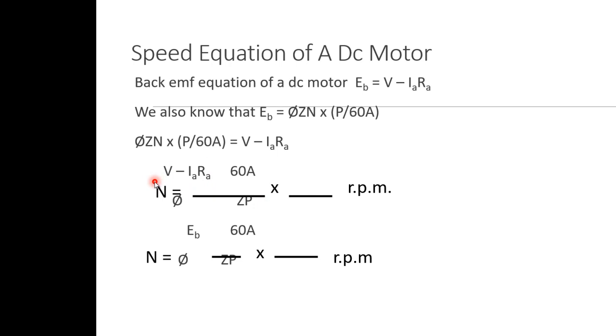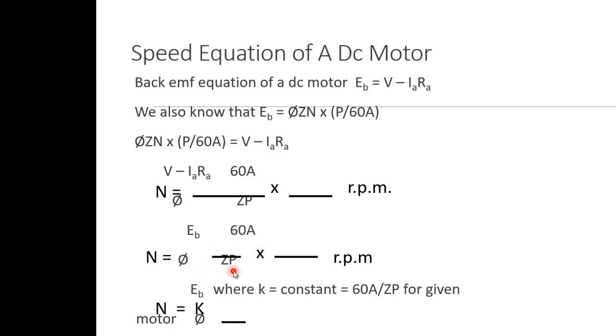We know this is EB, so I'm directly writing it as EB. So EB into 60A by phi into ZP, where K is a constant which is equal to 60A by ZP. This total part we are treating as constant because once the motor is designed, the number of armature parts will be constant, the number of conductors will be constant, and the number of poles are constant. Hence, we are treating all this part as a constant K.